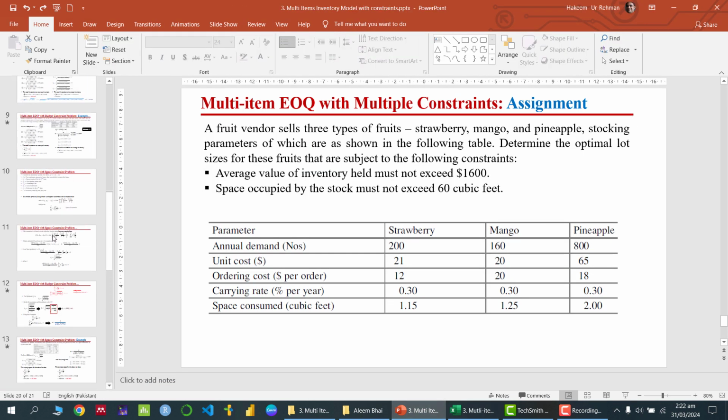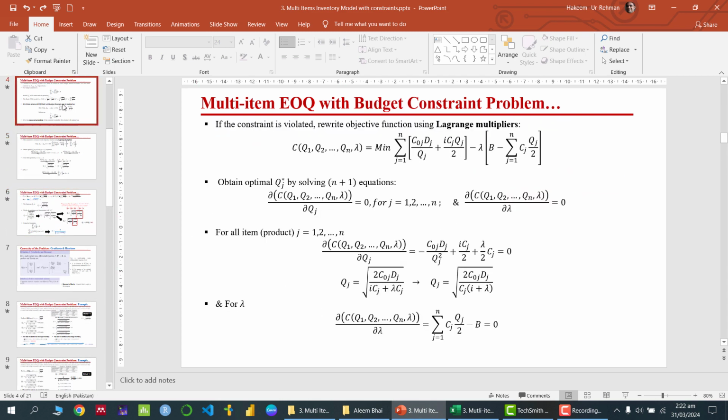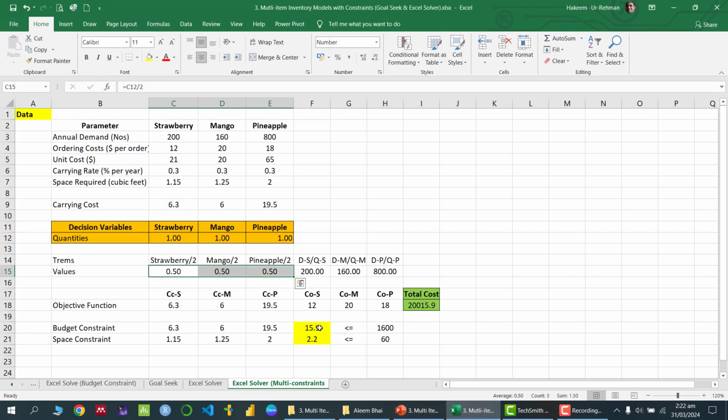Let me show you again the budget constraint. That is this one, the left-hand side. Similarly, for the space constraint, we are saying that this must be less than or equal to the available space. Again, we are multiplying with this one. So we want these to be less than or equal to this one. The total budget must be less than or equal to 1600 and the total space must be less than or equal to 60 cubic feet.